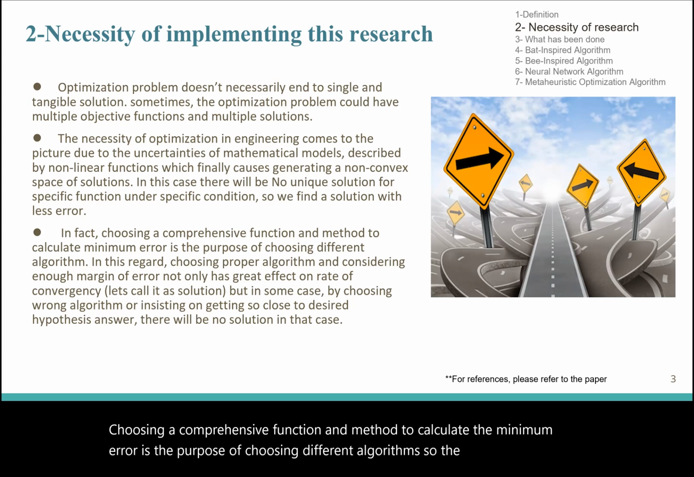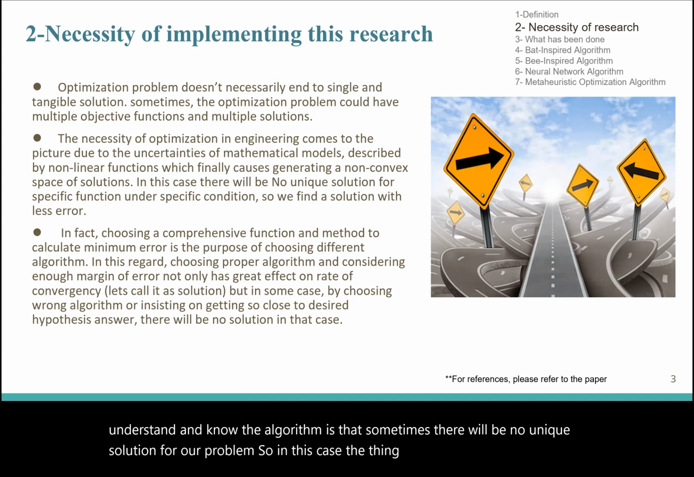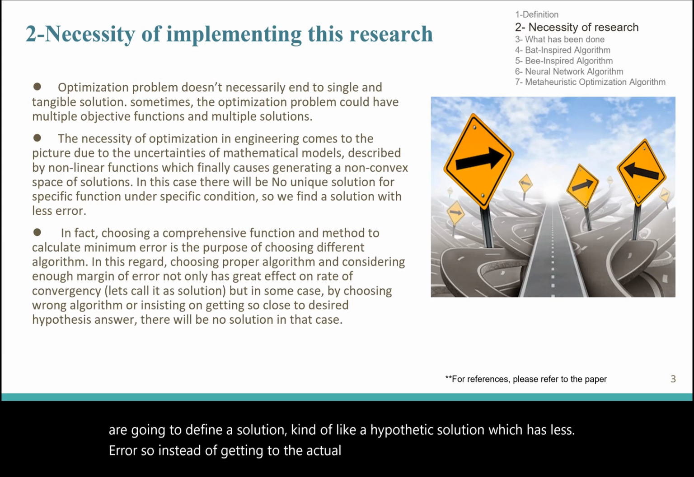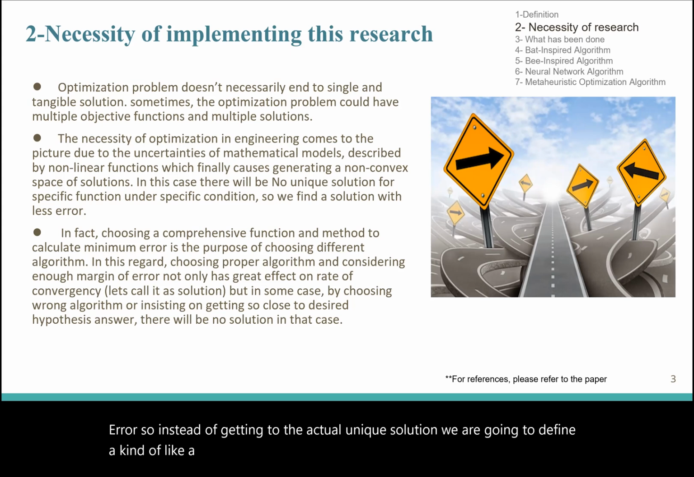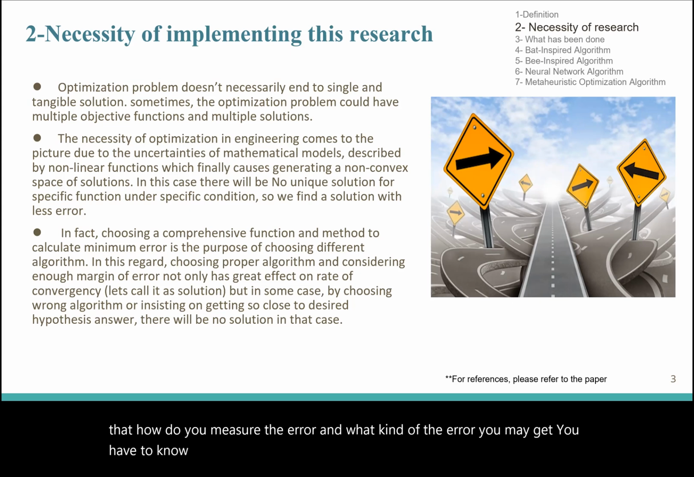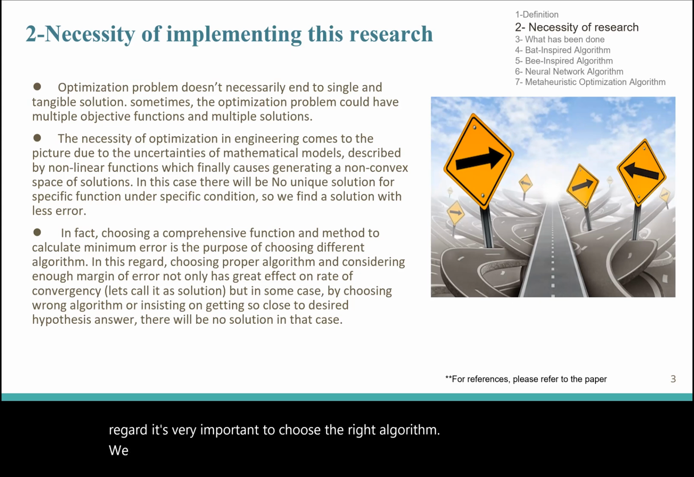The last reason to understand the algorithm is that sometimes there will be no unique solution for our problem. In this case, we define a hypothesis solution which has less error. Instead of getting to the actual unique solution, we define a hypothesis answer which has less error. But how you measure the error and what kind of error you may get, you have to know the algorithm very well. So you have to know what you are going to do and what kind of algorithm you should use. In this regard, it's very important to choose the right algorithm for any job.